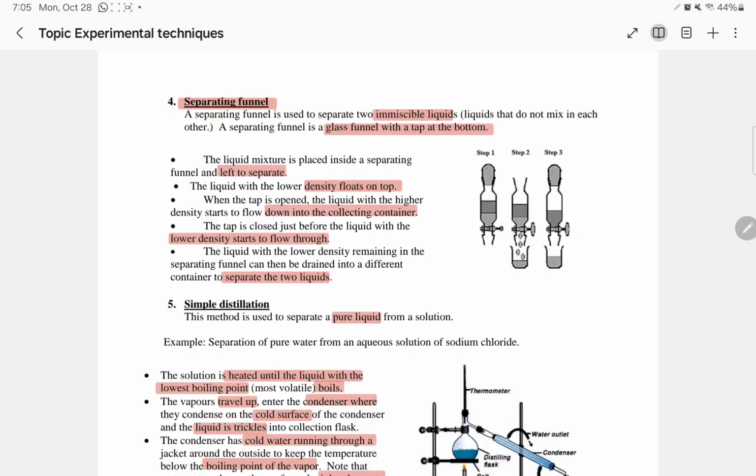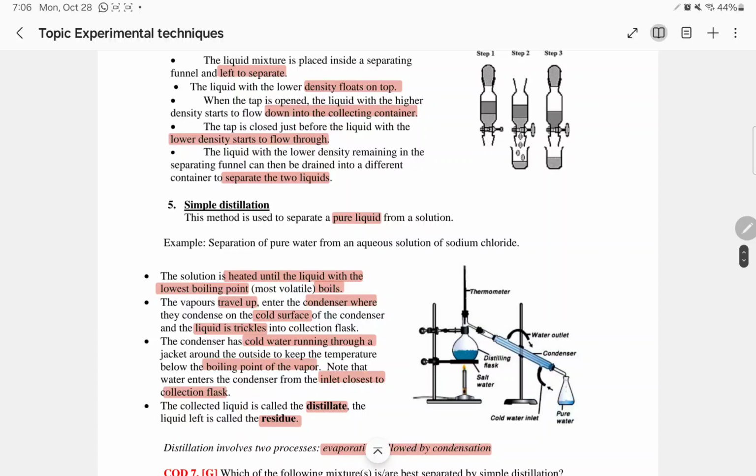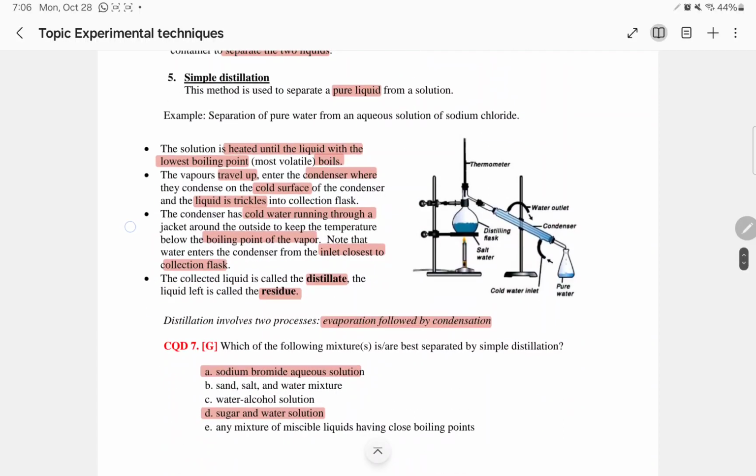Separating funnel. Two non-dissolvable or non-mixing liquids. You're gonna put them in your funnel like this. The denser one is gonna go to the bottom, the less dense is gonna go up. Then you're just gonna let the denser one go into another bottle, and then you're gonna release the less dense one. It's really easy. Read them all over when you're done. I'm explaining really quickly.